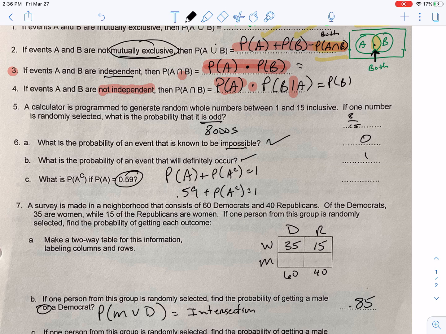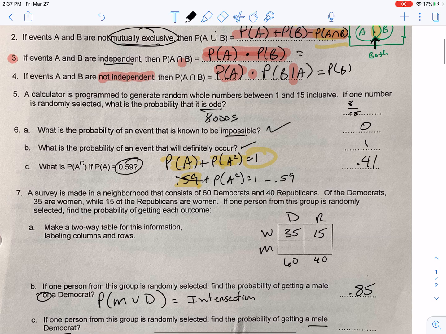On this one, on number C, it says, what is A complement? Well, you know that A plus A complement has to add up to 1. Well, I already know the probability of A is 0.59. So if I subtract 0.59 from both sides, okay, I'm left with 0.41 as my A complement.